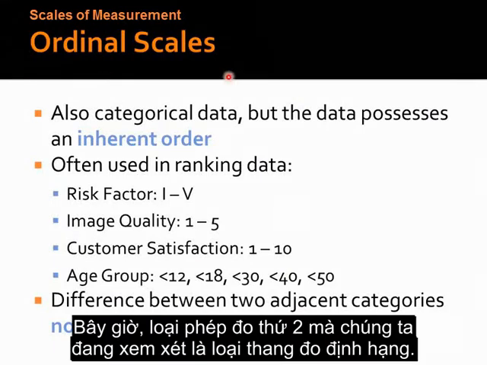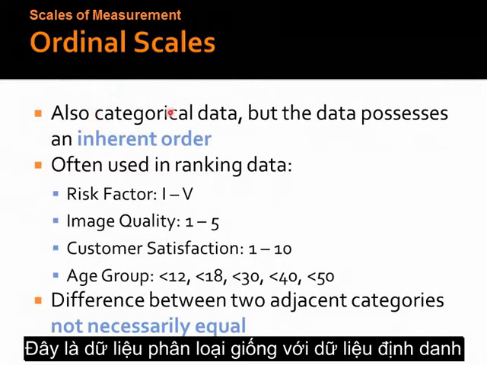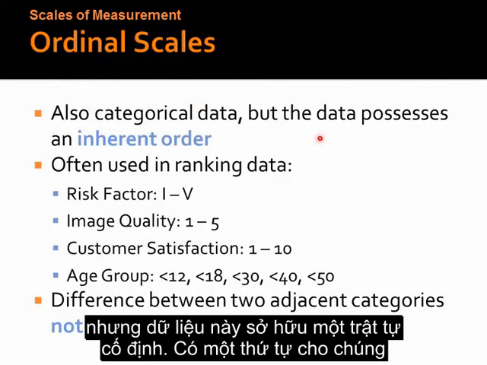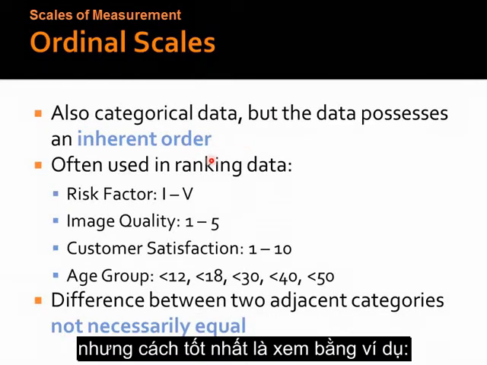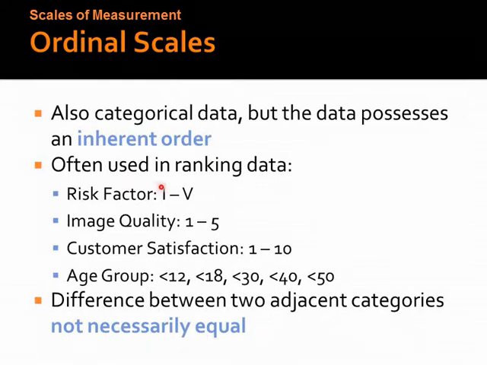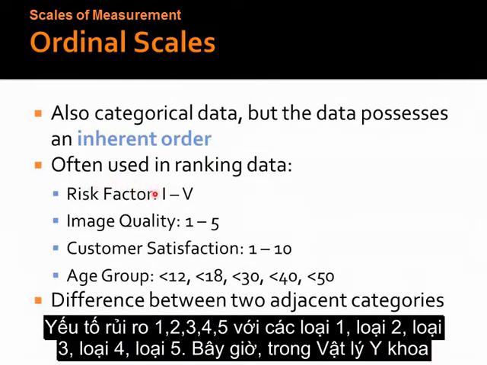Now, the second type of measurement that we're looking at is ordinal type scales. This is also categorical data, just like nominal data just now, but the data possesses an inherent order. There's an order to them. Now the best way is to look by example.